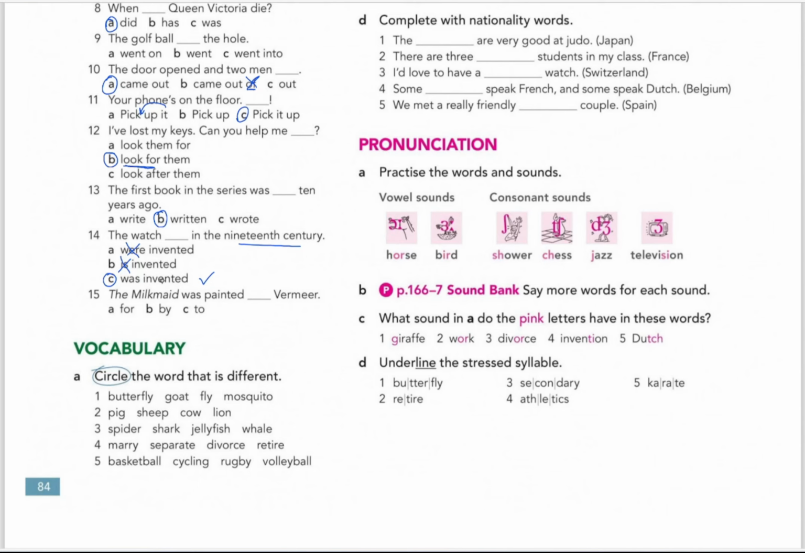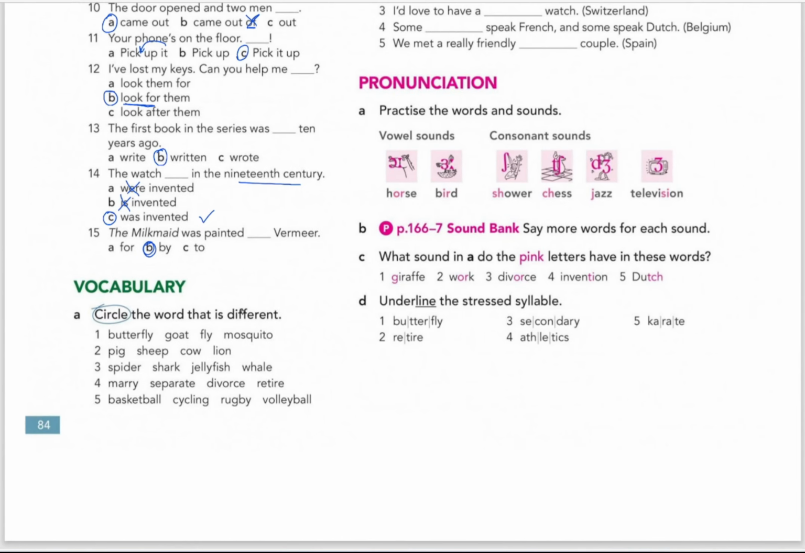15. The milkmaid was painted. So who painted the milkmaid? Vermeer. In passive voice, if I want to talk about the doer of the action, then I use by. That's it, guys. So in this way, we have finished the grammar part. Now we've got the full right to move to the vocabulary. Let's do that.